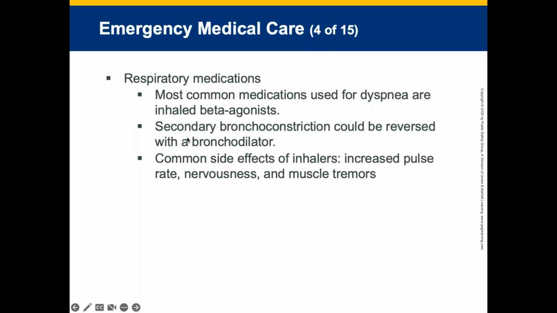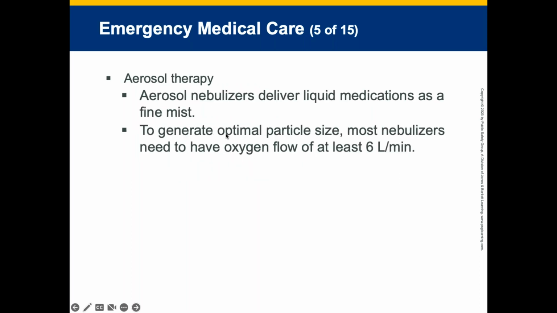So again, take a look at that list on 17-10 as well. So with that being said, aerosol therapy. So aerosol nebulizers deliver liquid medication into a fine mist. To generate optimal particle size, most nebulizers need to have a gas or oxygen flow at 6 liters per minute. Not many ambulances carry medical air, okay, unless they're on critical care trucks or transfer trucks that have paramedics. Like where I work, we have 2 trucks that have medical air ability, right?